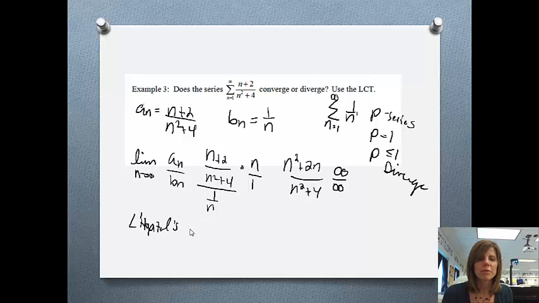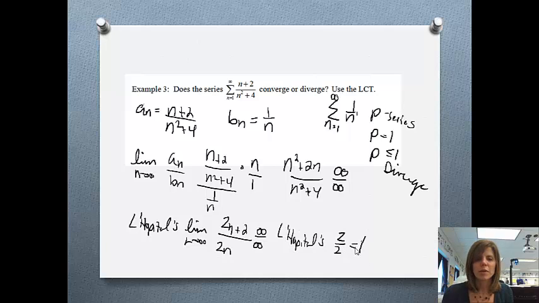And if I use L'Hopital's, I will get the limit as n approaches infinity of 2n plus 2 over 2n. And still I will get infinity over infinity, so let's use L'Hopital's one more time. And if I do that, I'll get 2 over 2, which is equal to 1.